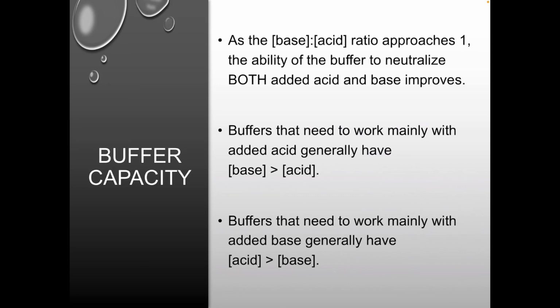Sometimes though, we may want one that's just going to neutralize any added acid. Well, okay, then we might make it a little more heavy in our conjugate base because we know we are going to add a bunch of acid to it. The opposite is also true. If we know we're going to add a bunch of base, we might make our buffer a little bit heavier in our weak acid, so that it can neutralize more of that strong base. But most of the times, we're going to want them to have equal amounts of both acid and base so that they can prepare for whatever comes their way.